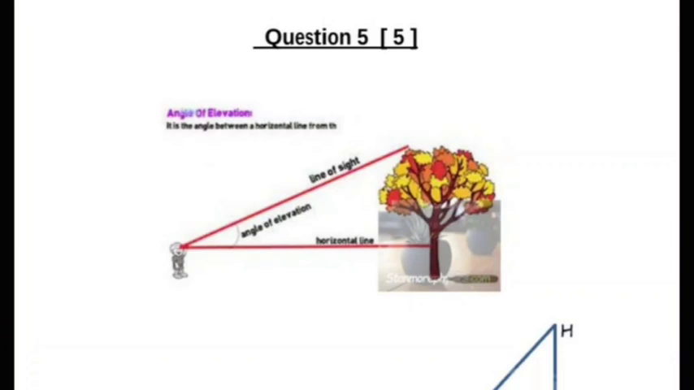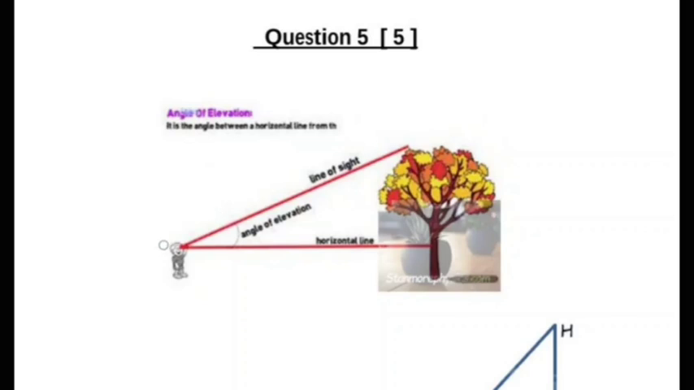We are now on to the last question of this investigation, which is question 5. The writing isn't very clear, but what we have here is a horizontal line. It looks like there is a boy looking up at a tree, and his line of sight is creating a horizontal line. From this horizontal line, there's a certain angle that he's looking up at that is known as the angle of elevation. And the direction in which he's looking is known as the line of sight.